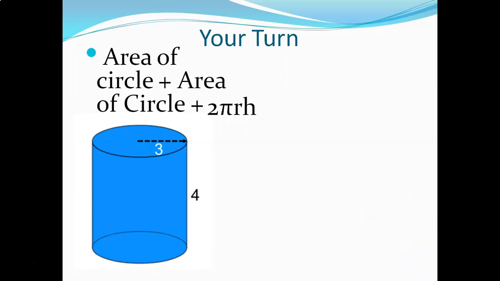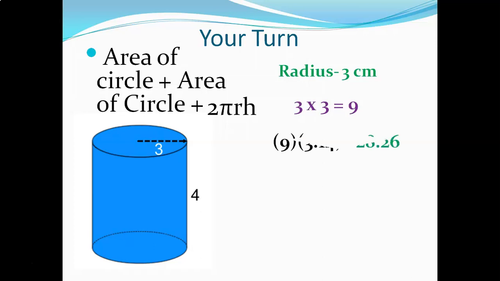Alright, let's see how you did. So you started with probably the circles. That's where I would begin. Once again, it doesn't matter top or bottom, they're both the same. The radius is 3. 3 times 3 is 9. We squared the radius. And then we multiply by pi, because of course pi times radius squared is how you find the area of a circle. 9 times 3.14 is 28.26. I have to double it, because there are 2 circles on a cylinder. So I do the same exact thing. 9 times 3.14 is 28.26.